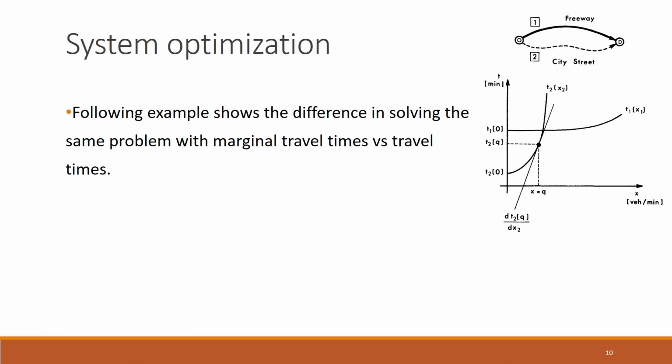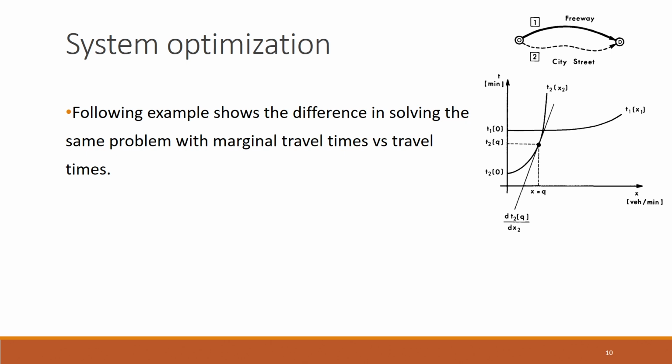Now let us consider an example to show the difference in solving the same problem with marginal travel times versus travel times. When we had started to discuss this system optimization, we had seen that the solution of system optimization need not be the same as the equilibrium solution, that is the user equilibrium solution. There can be very special cases where both of these might offer the same solution. For example, when the flow on the links is very small.